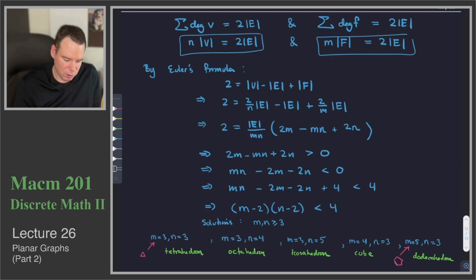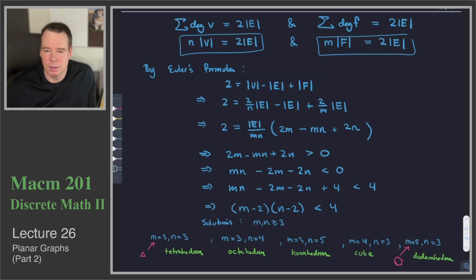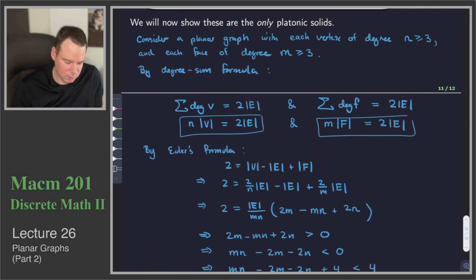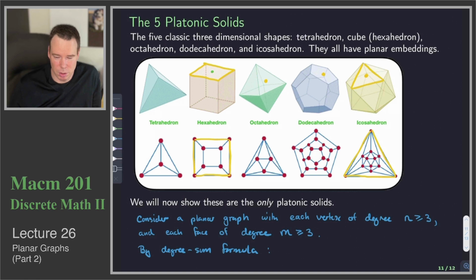So there's an application of Euler's formula and both of our degree sum formulas that all came together to prove that there are exactly 5 Platonic solids. And that's interesting because this is a question about planar graphs, but we've actually used it to prove that there are exactly 5 3-dimensional objects with certain properties. So we proved a result in geometry using results about planar graphs.